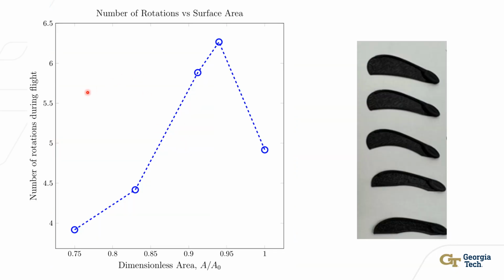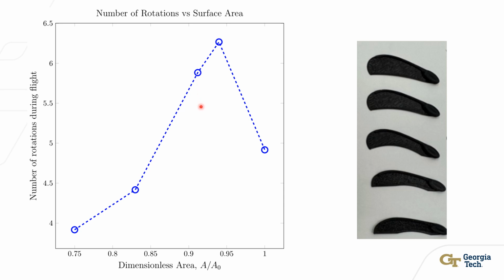What we also plot is the number of rotations during the flight against the dimensionless area. So this is the area that we currently have divided by the surface area of the reference case. And what we notice is that when we cut the seed slightly, we actually increase the total number of rotations. But then after we keep cutting the seed, we start decreasing more and more. So what we notice is that a slight cut in the seed will increase the angular velocity of the seed, but cutting it more and more will actually start decreasing it back again.